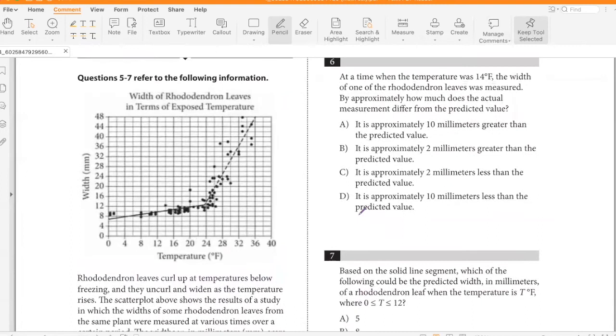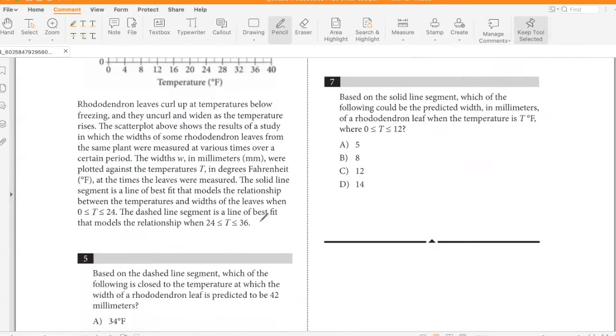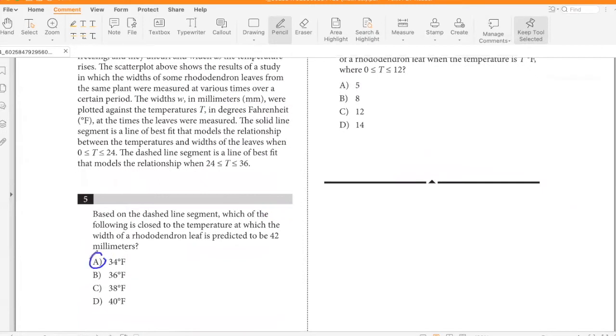Okay, so 42 millimeters is this point. So that temperature is 34 degrees Fahrenheit.